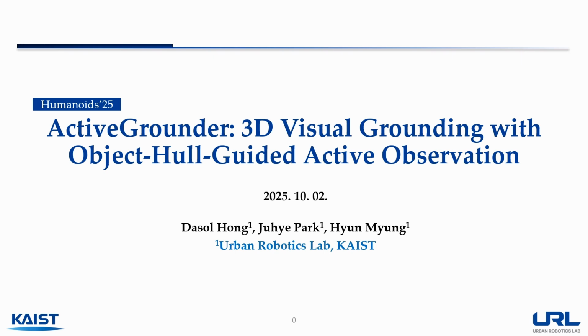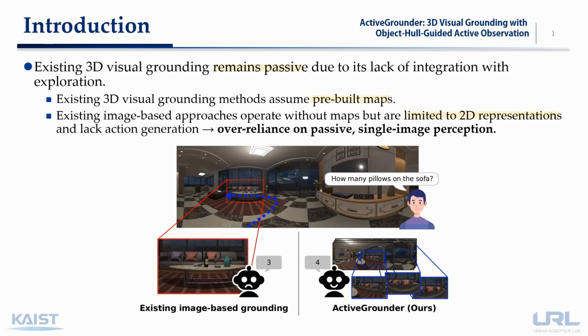ActiveGrounder, which is a model designed for more reliable 3D visual grounding in unexplored environments. 3D visual grounding refers to the task of interpreting natural language queries and linking them to specific objects within a 3D scene. However, existing 3D visual grounding remains passive because it does not integrate with exploration. Most methods rely on pre-built maps and therefore fail to adapt in unexplored environments.